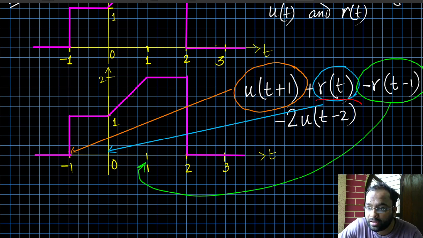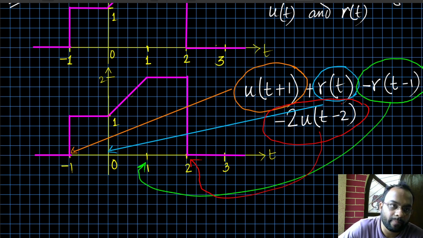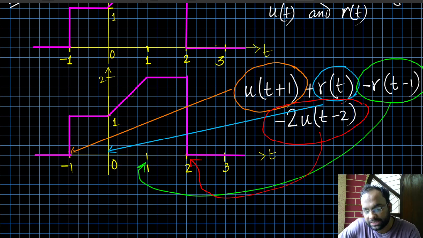And in the end, we have -2u(t-2). So this is a signal that takes effect at t equal to +2, right? So again, something did happen at t equal to +2. But nothing did happen at t equal to 3. So we don't have any signal that initiates at t equal to 3. We don't have anything like that. So look at all the critical points where things change and figure the signals out.